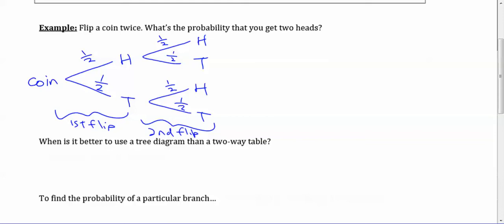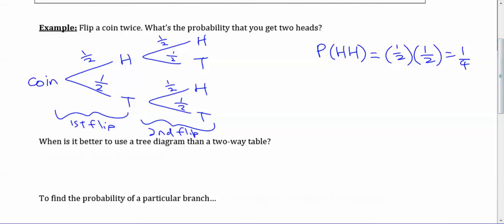So the probability of getting heads and heads, you're probably familiar with the idea. We're going to multiply these two numbers together. So the probability of getting two heads is going to be 1/2 times 1/2, which is going to be 1/4. So this is a very simple example that I've used to review a little bit about what you already know about tree diagrams. I imagine that this is pretty much review for most of you.